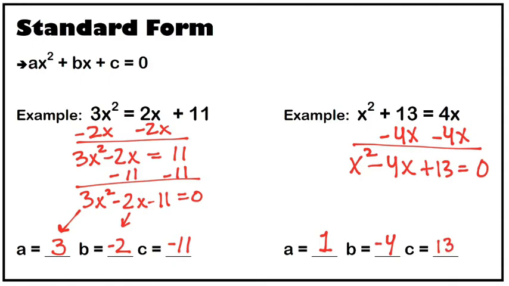So from now on, we're going to need to put our equations in standard form, and we're going to need to be able to identify what our a, b, and c terms are. Your a term is always the coefficient on the x squared. Your b term is always your coefficient on your x, and your c term is always your constant term.